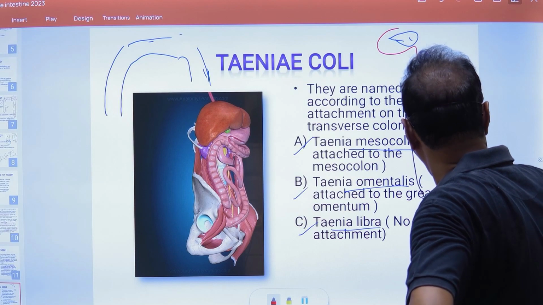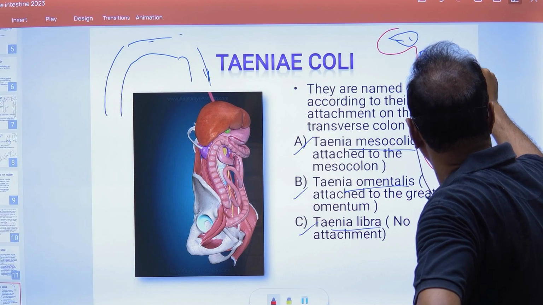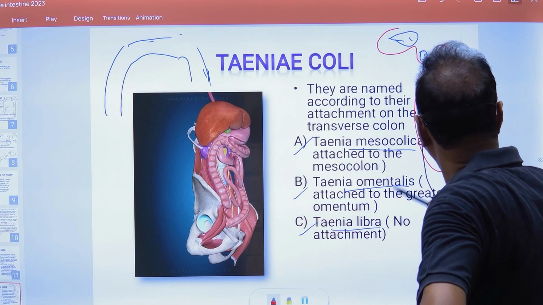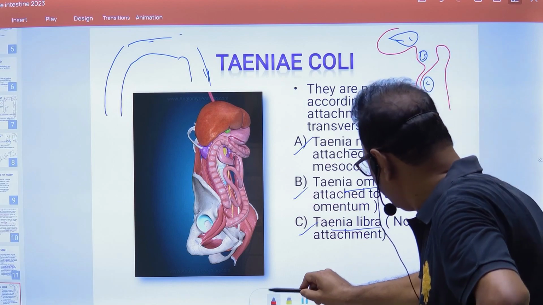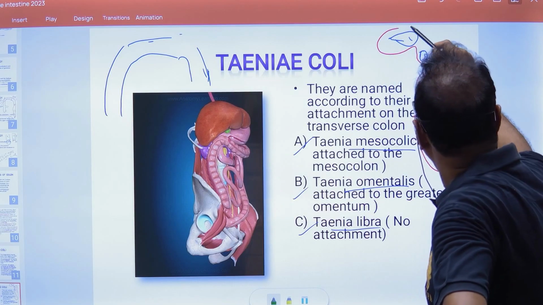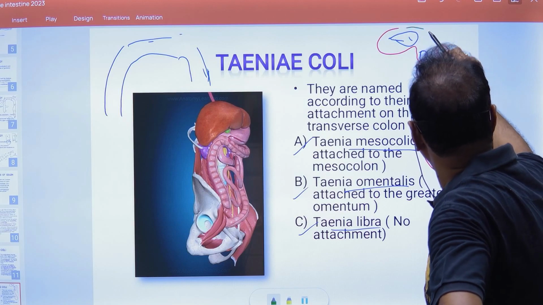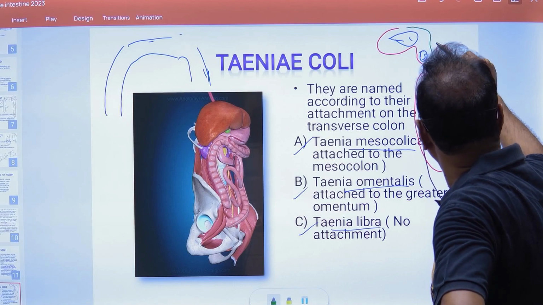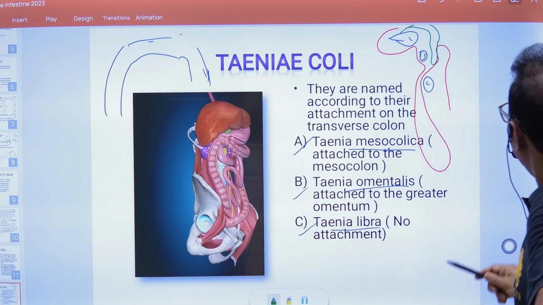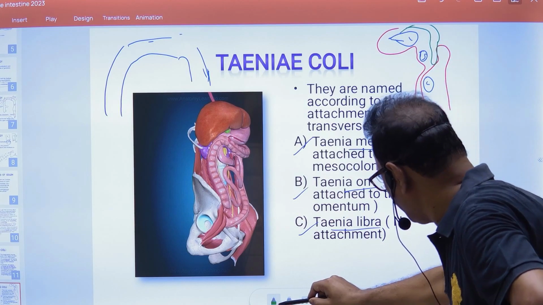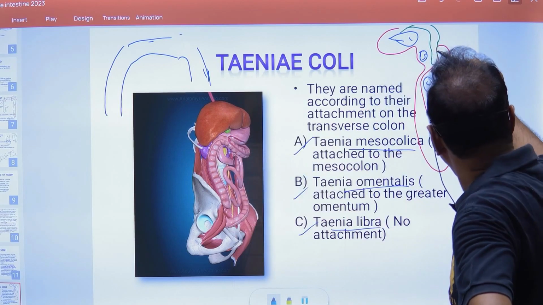This is the omentum, greater omentum. It is actually going like this. It will come like this. And we have got the remaining layer, that is the third layer, which will come like this and complete like this.